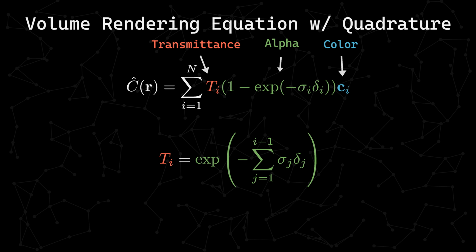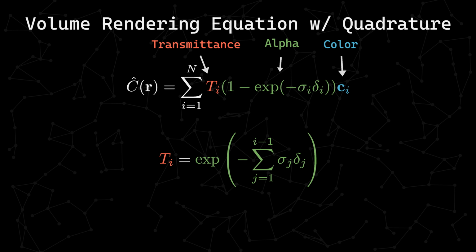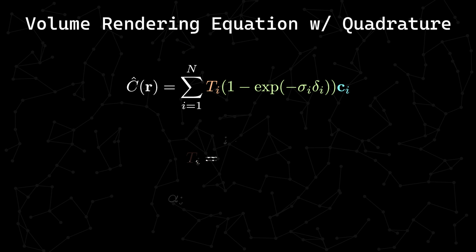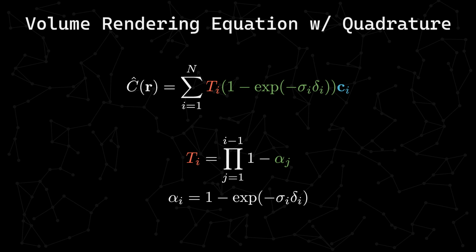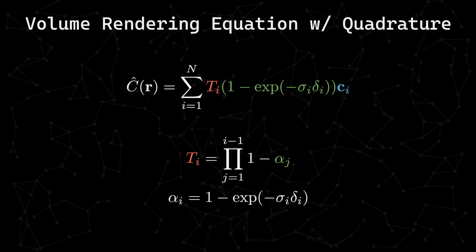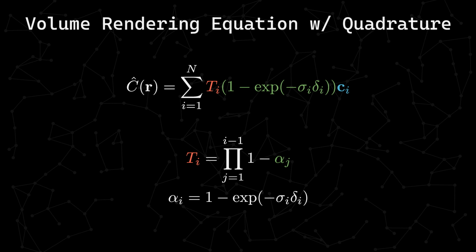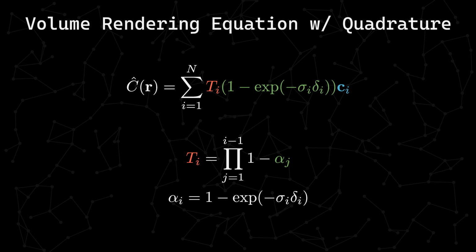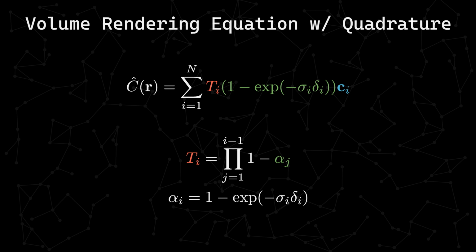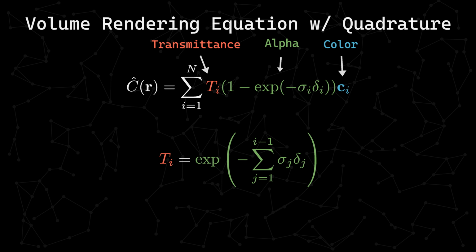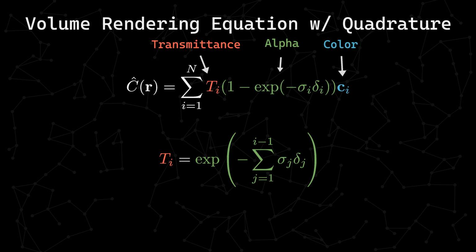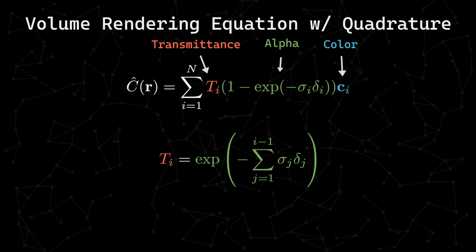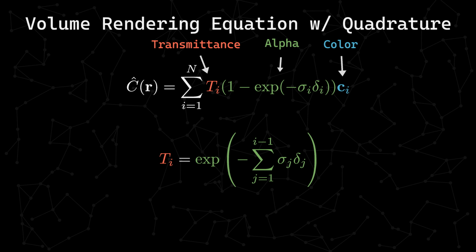The transmittance equation shown on screen is what was provided in the paper. However, if we want our transmittance to be directly a function of our new alpha term, some simple algebraic manipulation yields us the following equation. This value is exactly the same. We've just used some algebra to move some things around. When sigma times delta is high, our ray has a higher chance of terminating, and vice versa. Note how T sub I is still a function of our sigma times delta term.